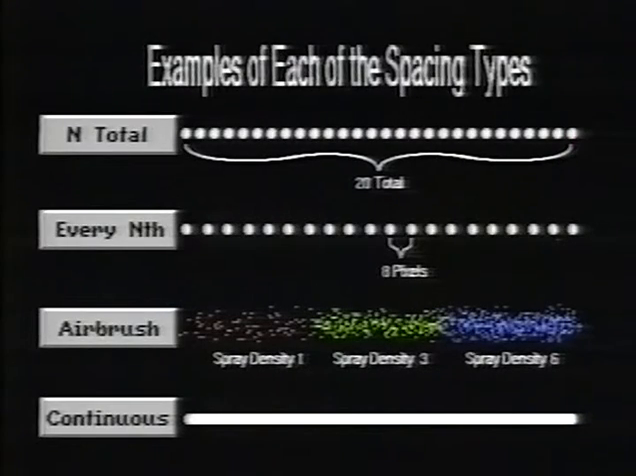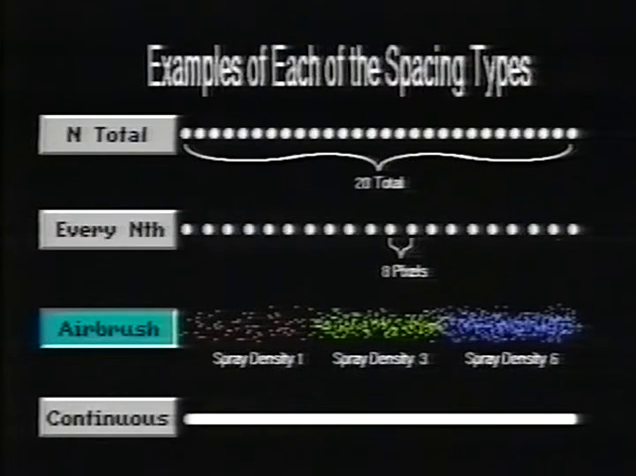Here are 4 lines which show each of the line types. N total defines the total number of brush stamps that will occur along the line. Every nth dot spacing sets the number of pixels between each brush stamp. This uses as many evenly spaced stamps as necessary.